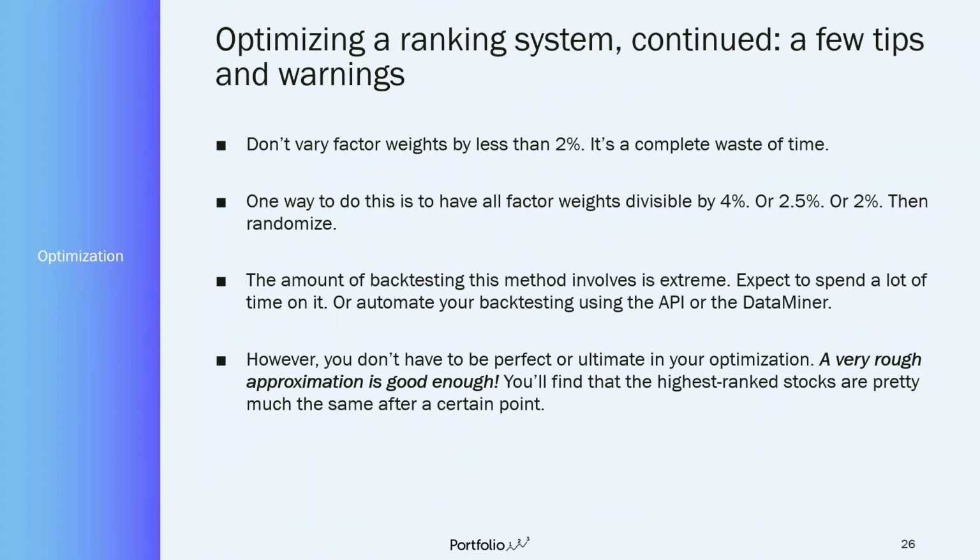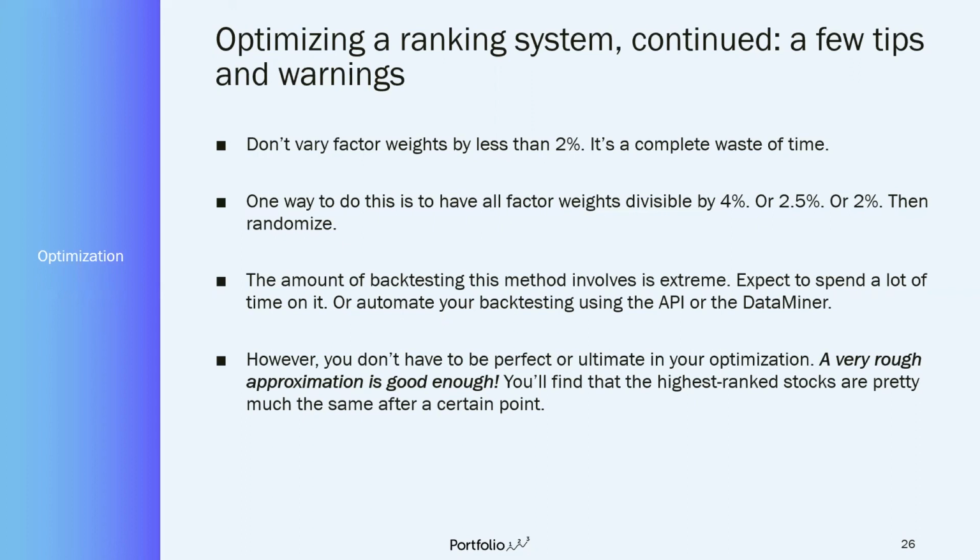A few tips and warnings about this. Don't vary factor weights by less than 2%. It's a complete waste of time. One way to do this is to have all factor weights divisible by 4% or 2.5% or 2%, and then randomize. I think 4% is a pretty good way to do it. There's a little less testing than if you do 2%, but you could. I kind of do all three.